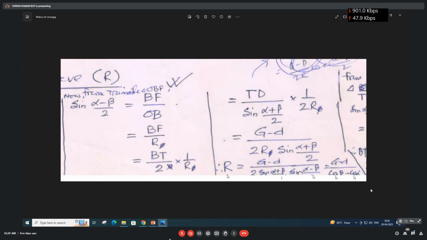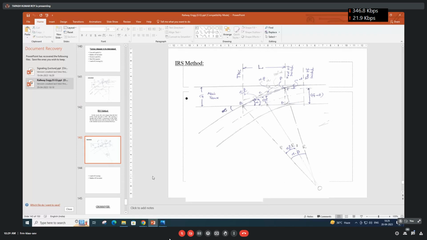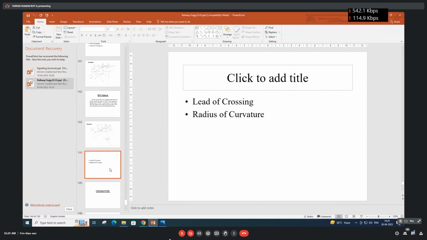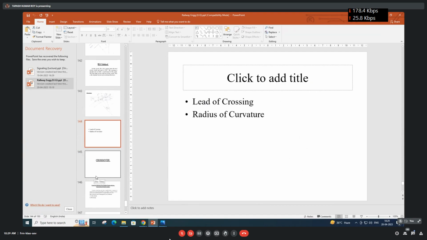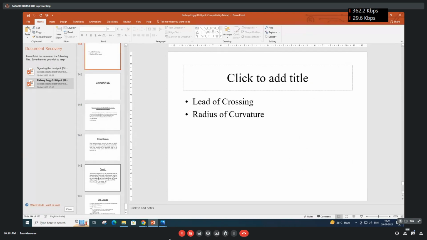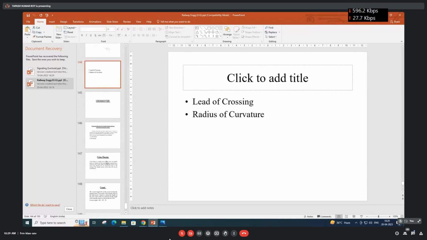So these are the different elements of a turnout that we have shown here. These two items will be found already. Another thing I am going to discuss here, which is not very important, is known as a crossover.